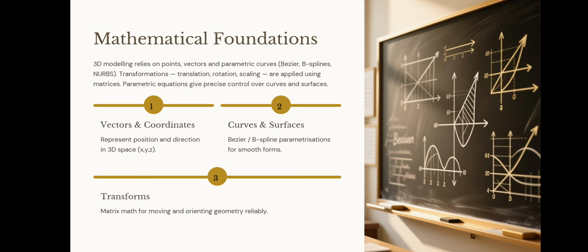Vectors and coordinates: first, represent position and direction in 3D space, X, Y, Z. Second, curves and surfaces, Bezier and B-spline parametrizations for smooth forms. Third, transforms, matrix math for moving and orienting geometry reliably.